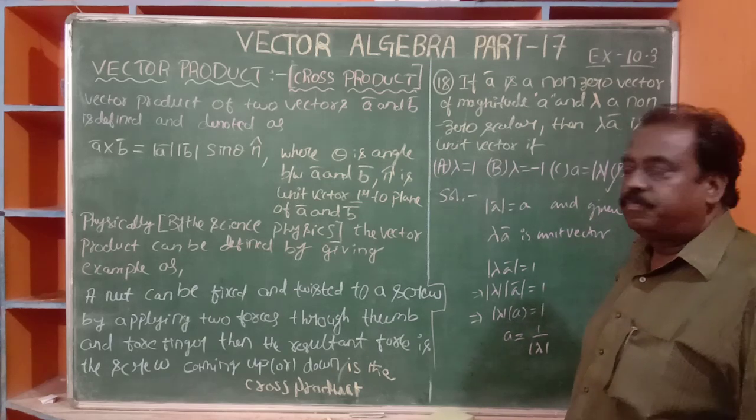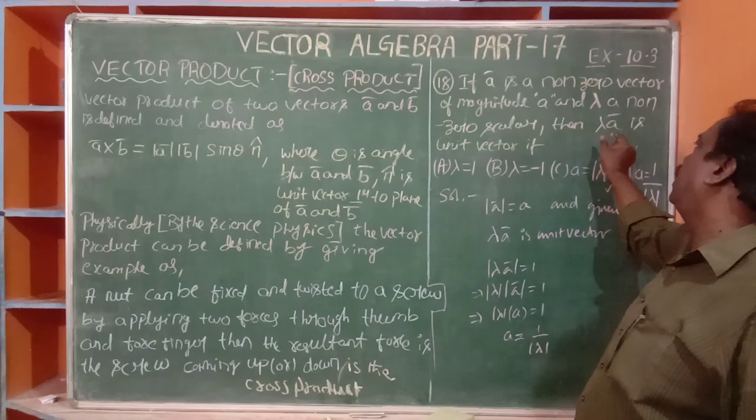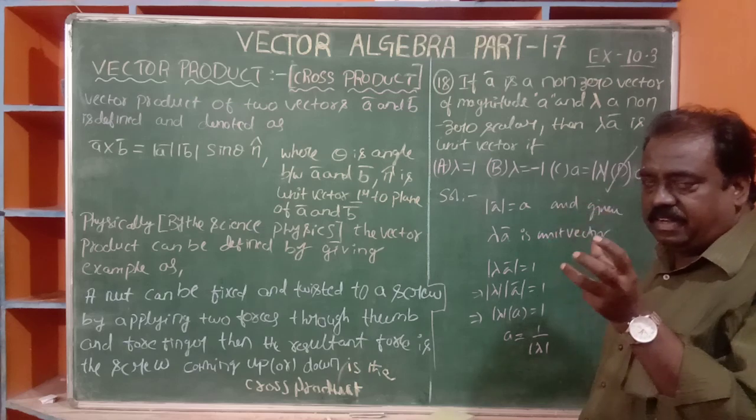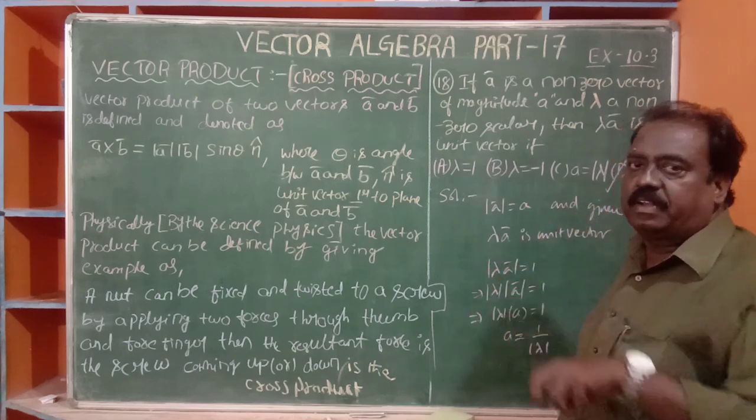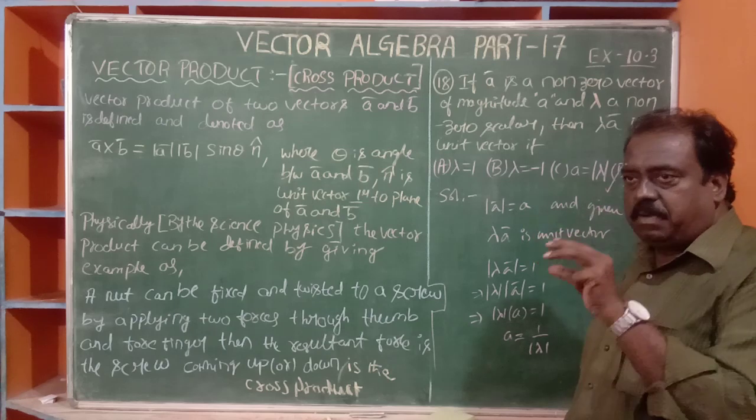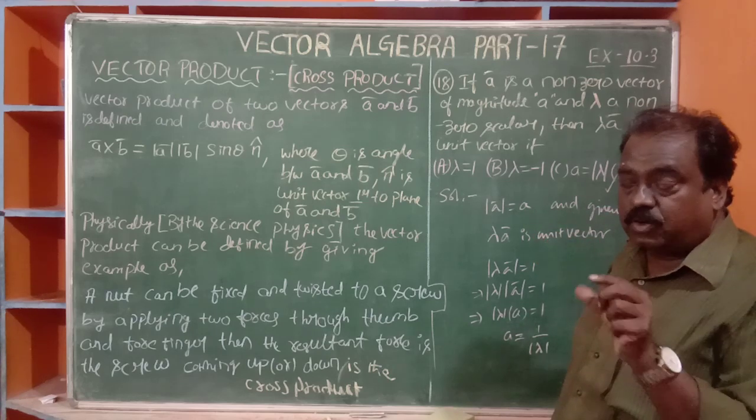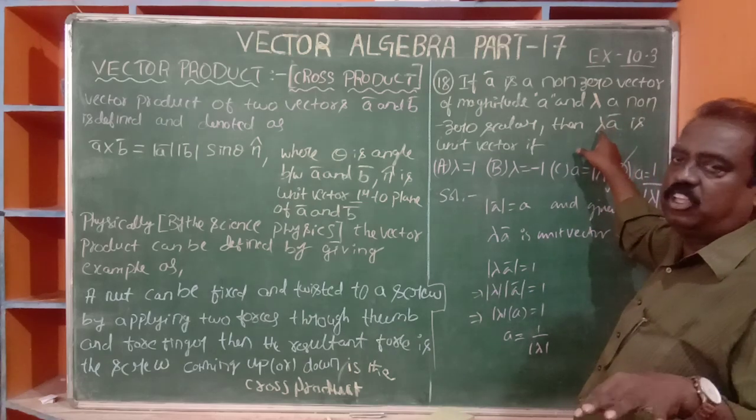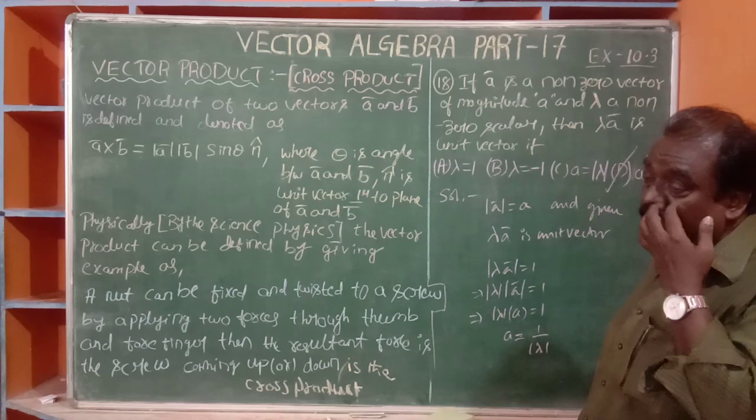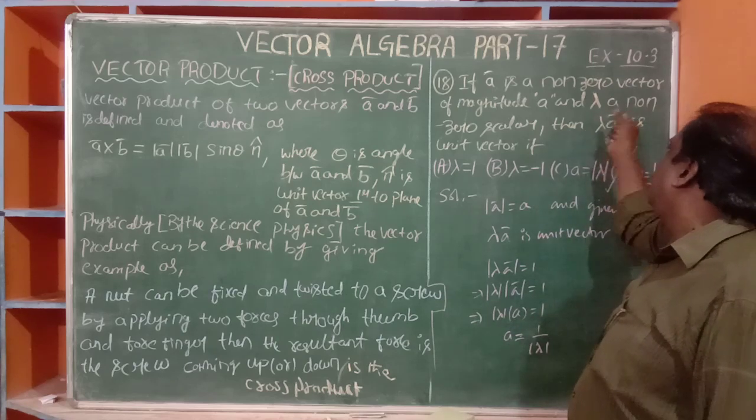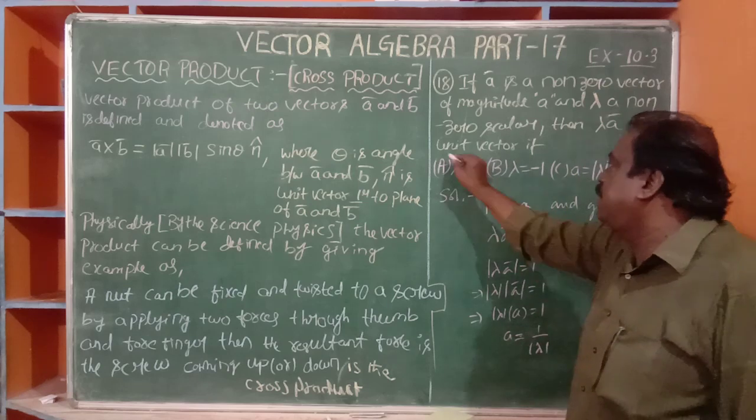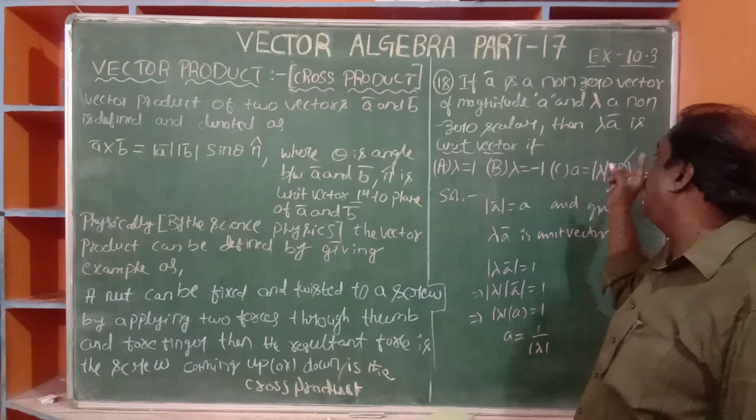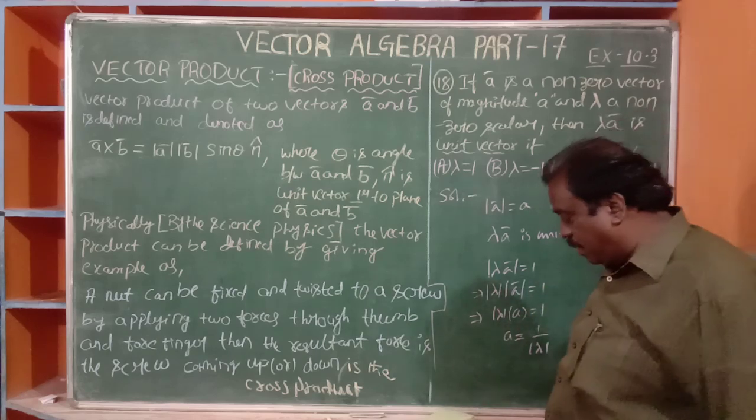Very simple. Where some confusion is there: lambda A bar is a unit vector. Lambda A bar is again a vector, and that vector is a unit vector. It is A bar multiplied by a scalar lambda. If any vector is multiplied by a 5 or 6 or a lambda or m or k, that means again it is a vector. That vector is a unit vector. So by using that, we get the answer.